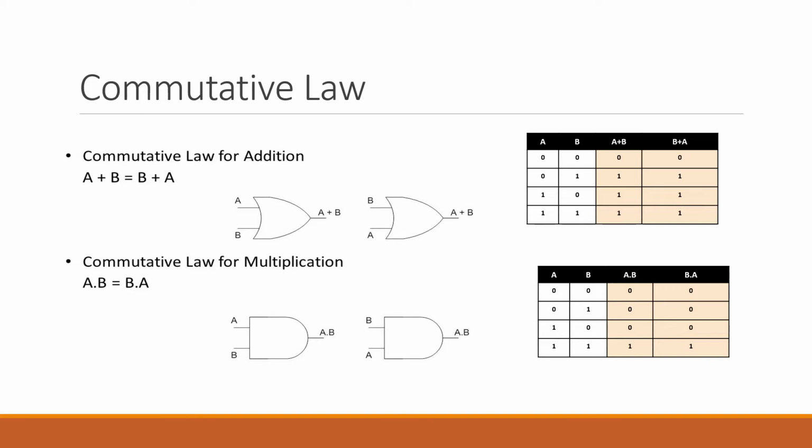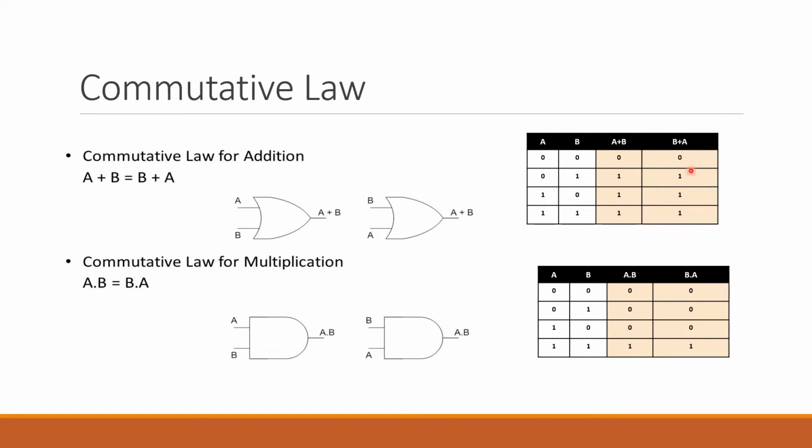Commutative law. Commutative law says that you can swap numbers around and still get the same answer when you add or multiply. Commutative law for addition is a plus b equal to b plus a. This is the logic diagram for addition and this is the truth table for addition. Here we have two inputs a and b and four combinations of inputs, that is 0 0, 0 1, 1 0, 1 1. And a plus b is the left hand side and b plus a is the right hand side of the law.